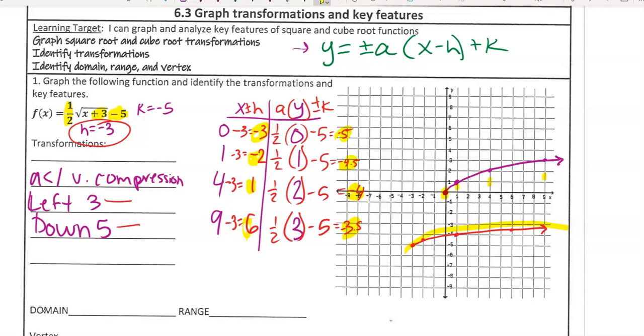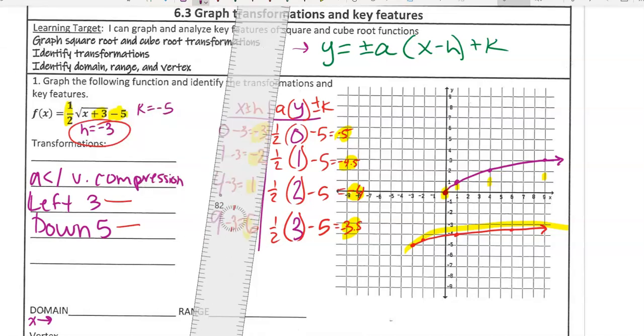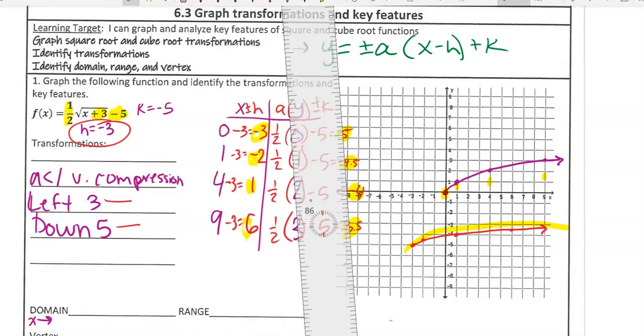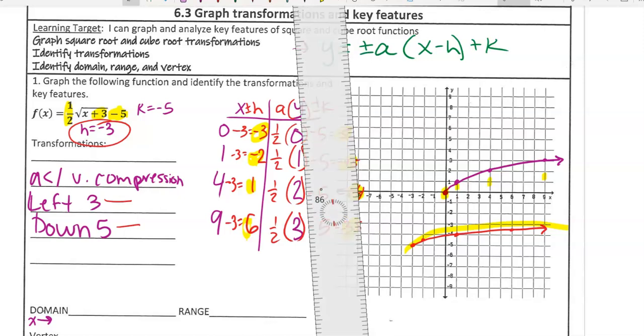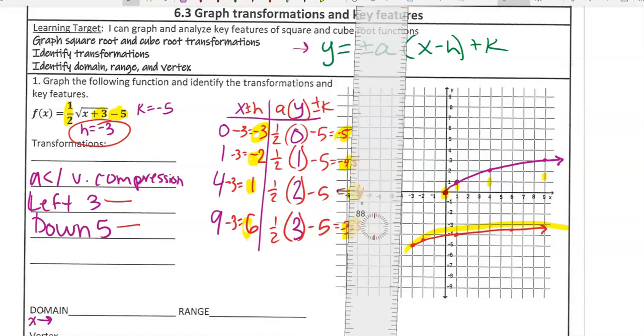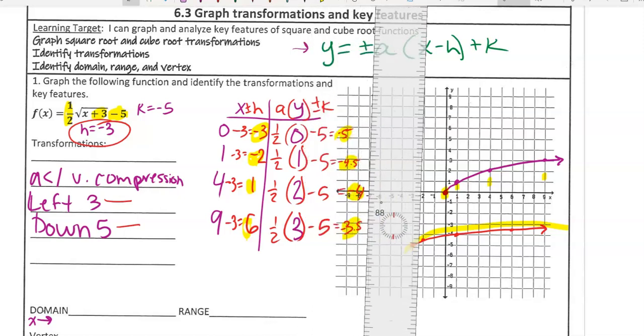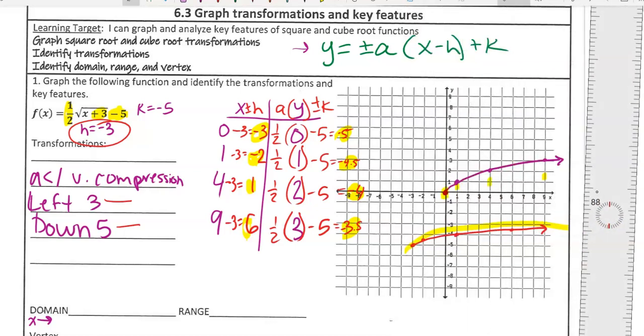All right, now the domain of our square root function. Domain represents the x values from left to right. So if I took my pencil and moved from left to right, what is the furthest left, or what is the lowest x value? Our smallest x value is right here at -3, and then our graph continues on towards positive infinity.